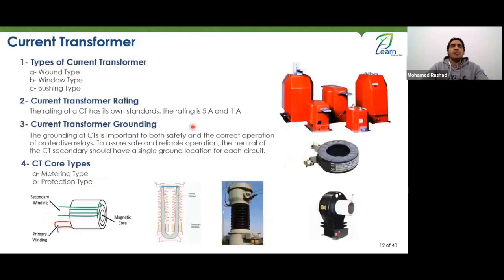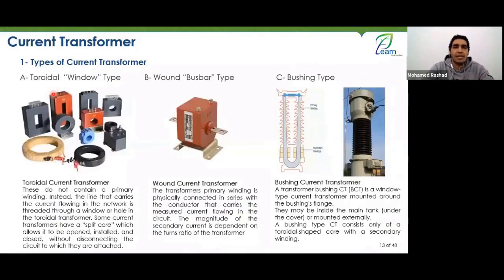Very nice. Now let's take a look at each aspect, the types of current transformers. There are three types of current transformers, which are the wound type, then the window type, also known as the toroidal type, and then the bushing type. Let's take a look at each one, and then come back to discuss each part specifically.